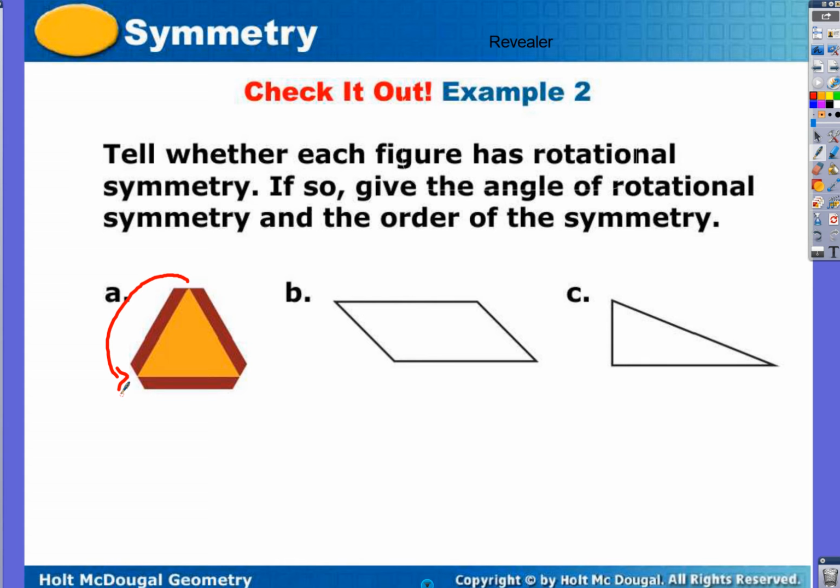And you'd actually go backwards. Do 360 divided by the order to get the degrees. What's 360 divided by 3? 120, yeah. 120. If you didn't understand that, let me know. I'll try to see if I can explain it a different way.